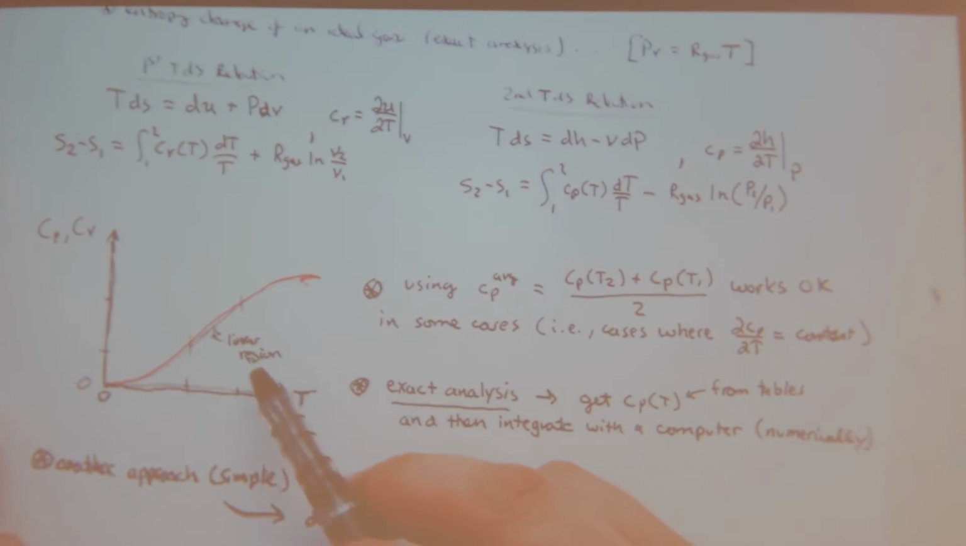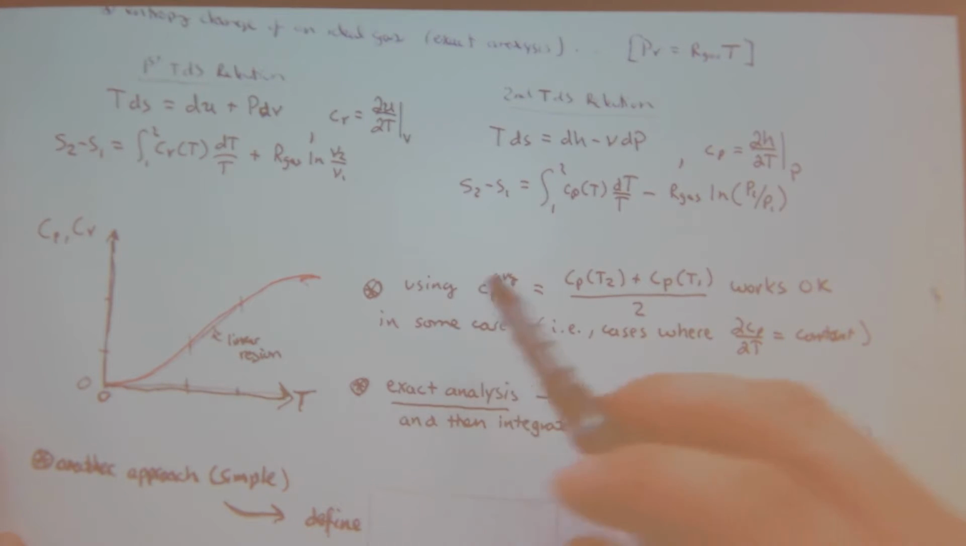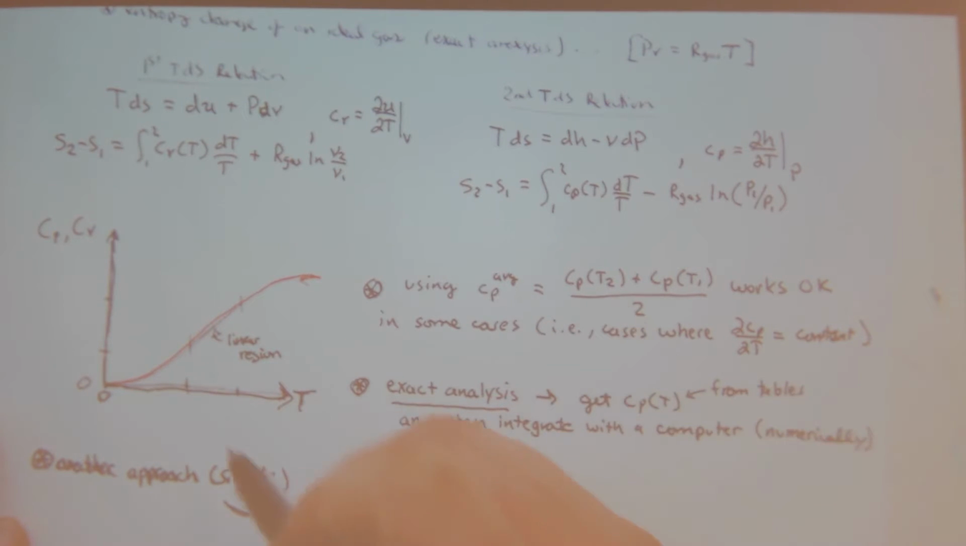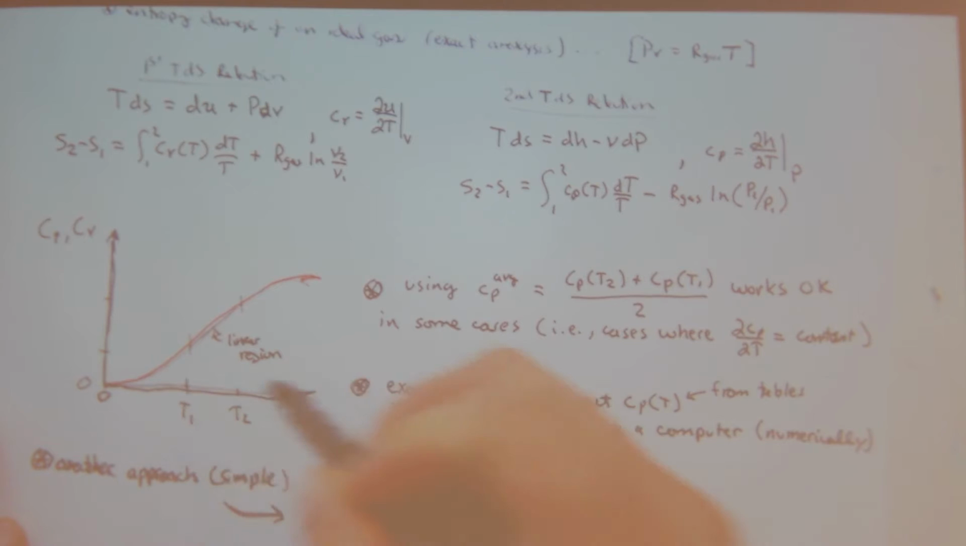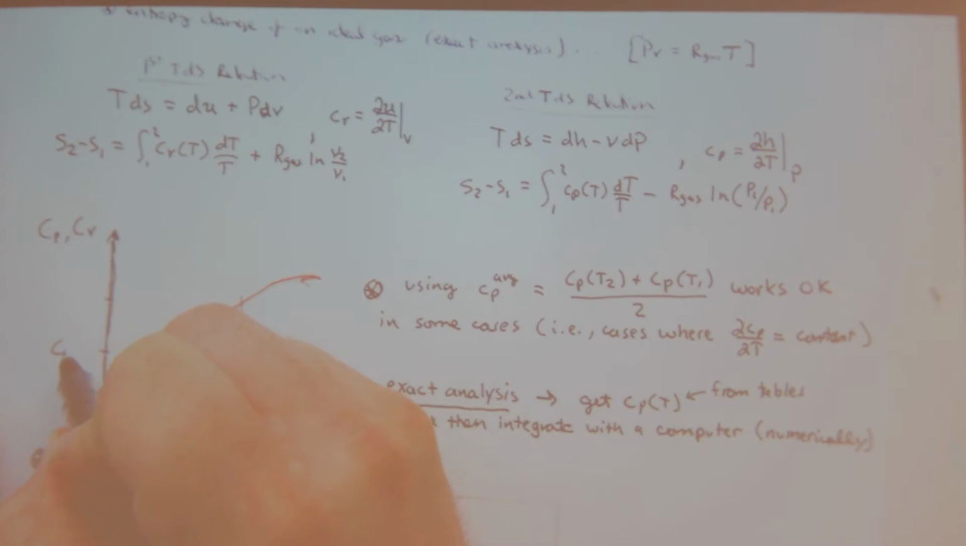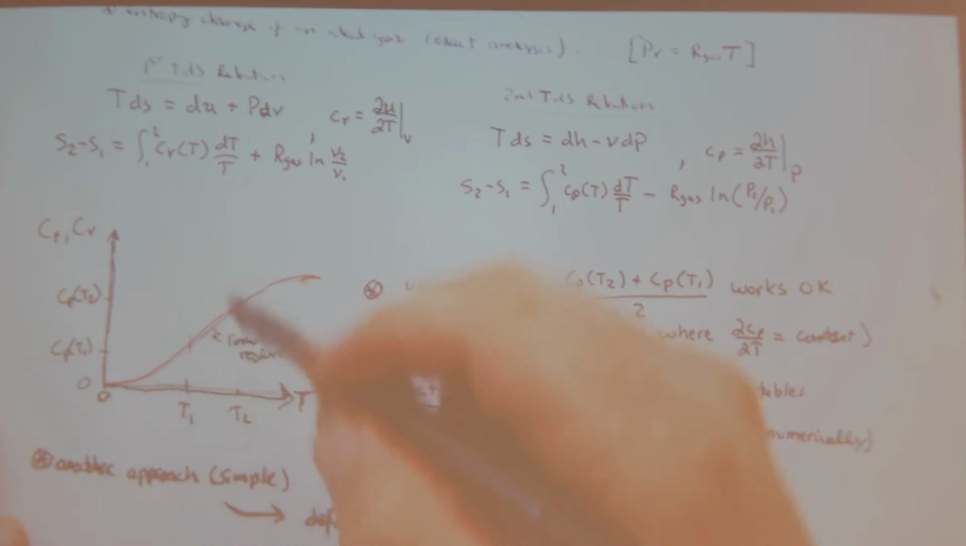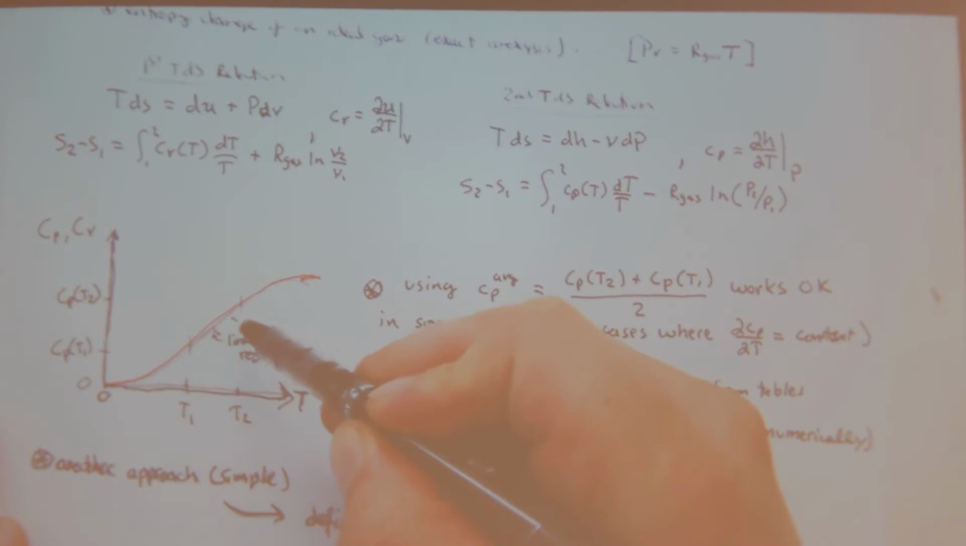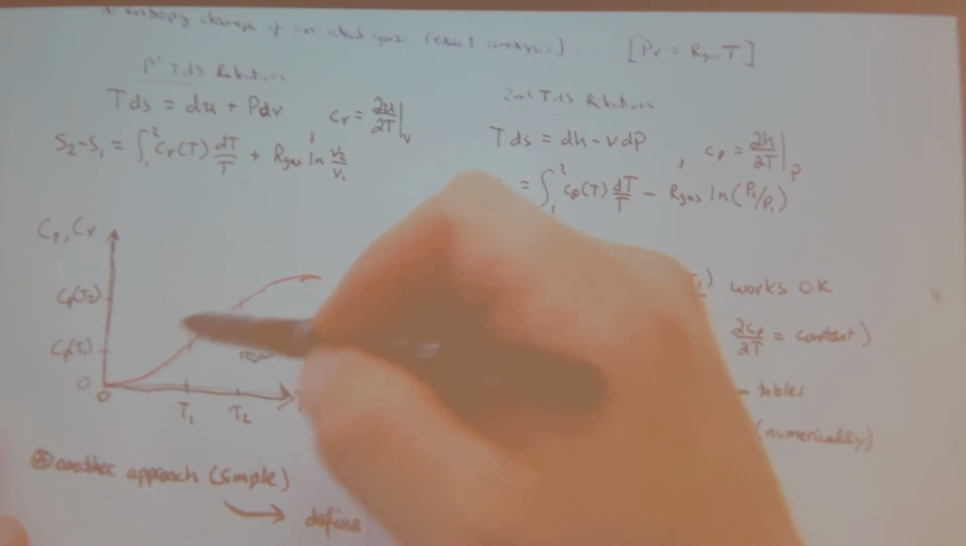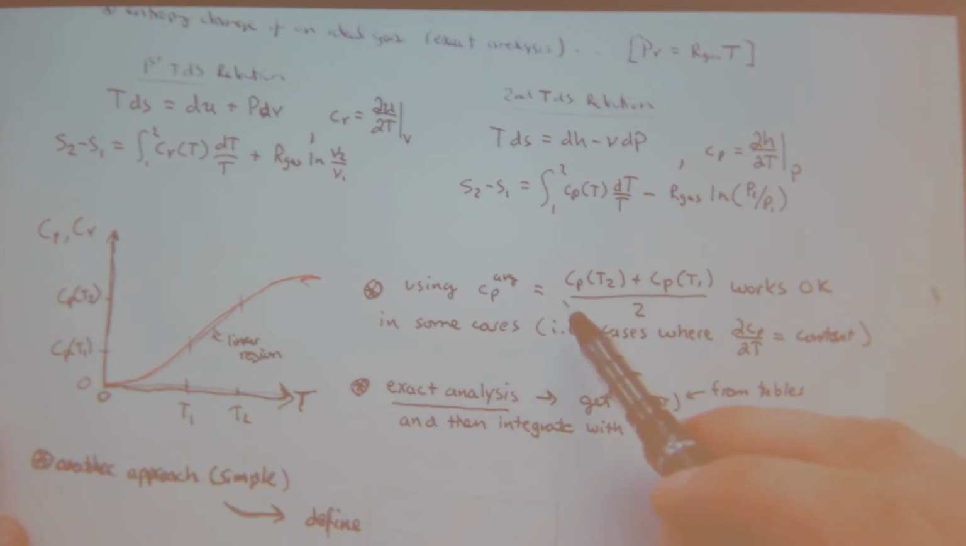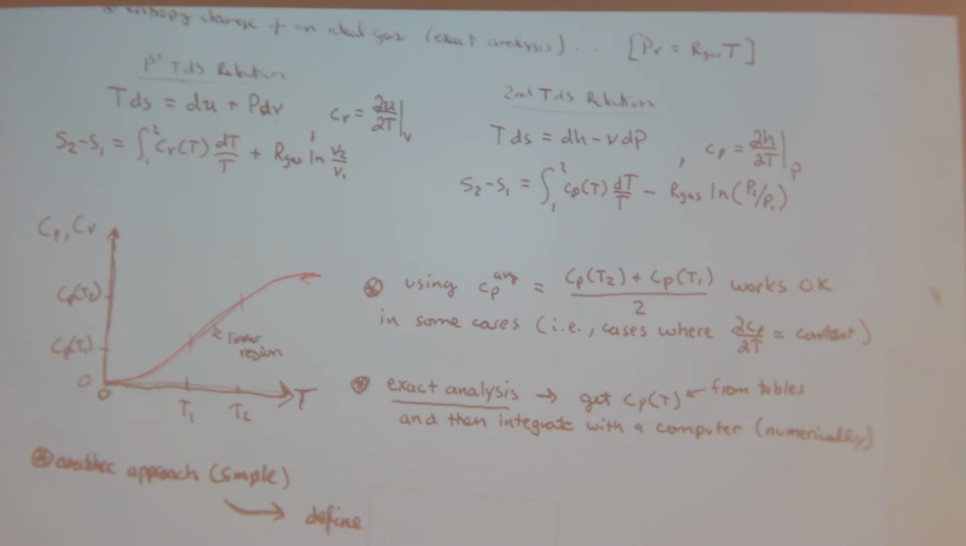So if you're in a linear region or your delta T is small, it's very useful to use an average specific heat. So I can call this T1 and T2, and say Cp at T1 and Cp at T2. If my system is operating between T1 and T2 and I want to simplify and get a quick answer, then I just use the average value. So Cp average equals Cp at T2 plus Cp at T1 divided by 2. That works okay in most cases.